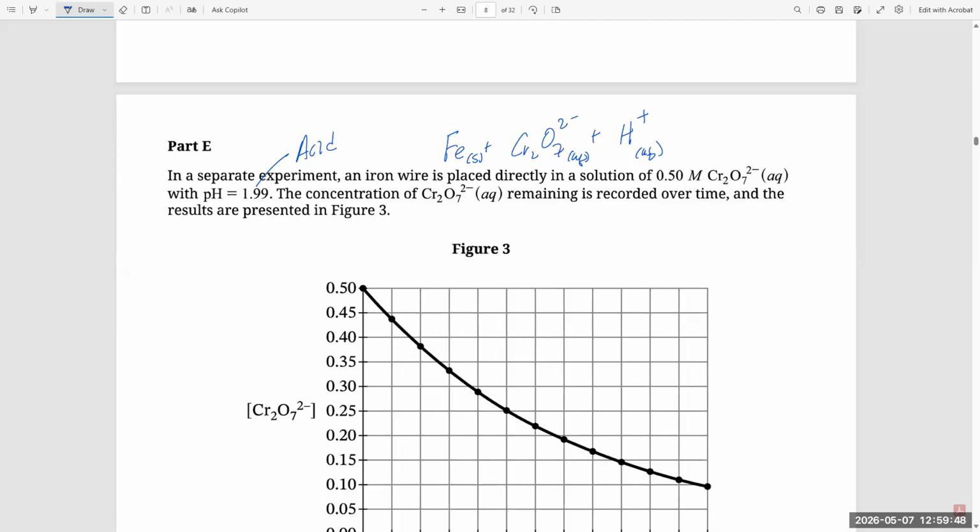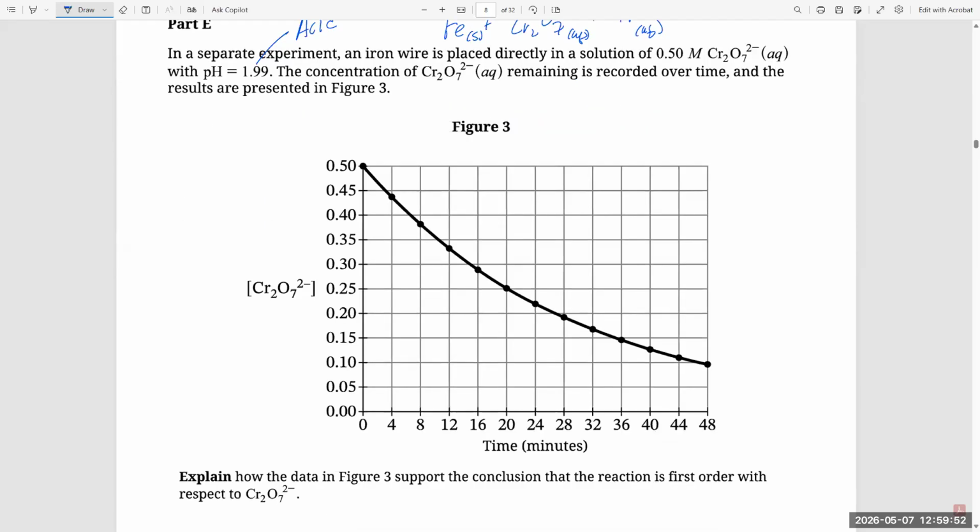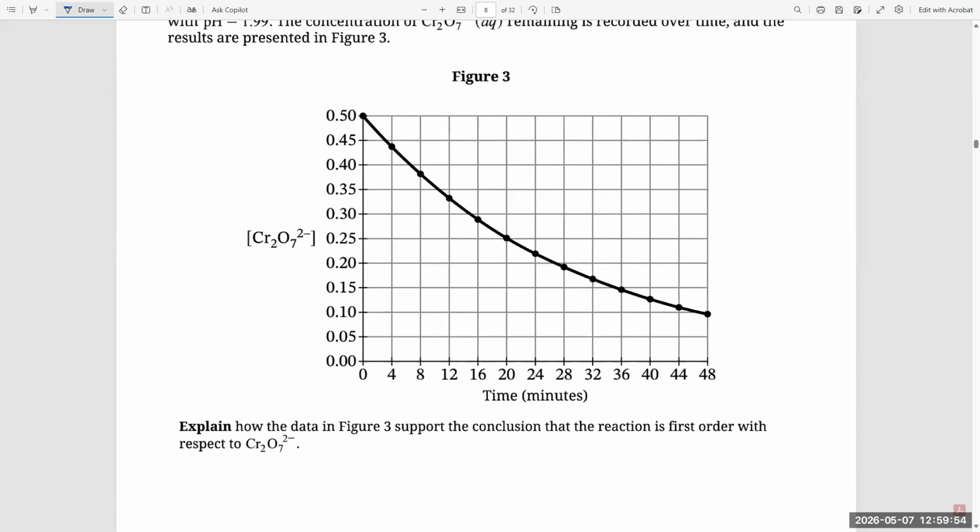The concentration of dichromate remaining is recorded over time, and the results are presented in figure 3. What are we looking at? We got this and that.